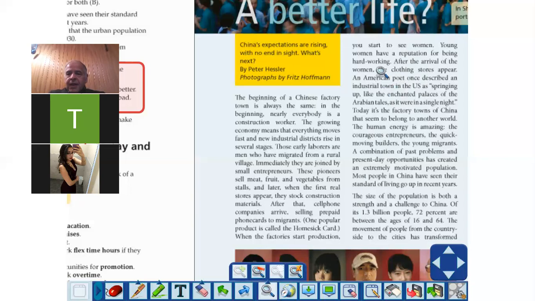Okay. What happens after the arrival of women? What happens? The clothing stores appear. Obviously, yeah. Women, clothing stores. Go on reading, please, Kimberly.